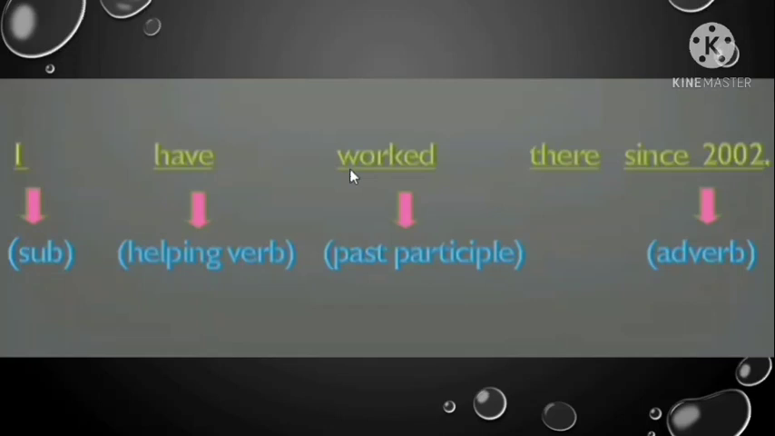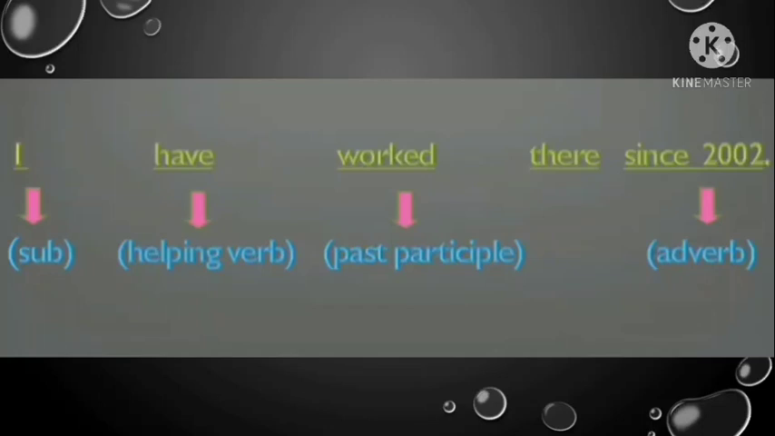And if you look at the structure, it's the same. It starts with the subject, followed by the helping verb, and then the past participle, and then the remaining part of the sentence. In this case, the subject is I. And you all know with the subject I, we use the helping verb have. So it's I have worked there since 2002. I hope it's clear till here.